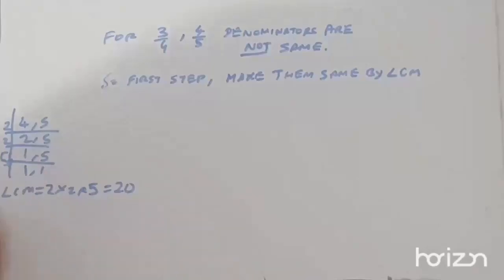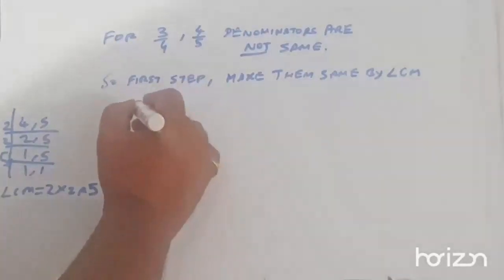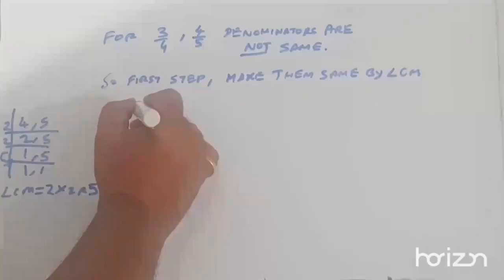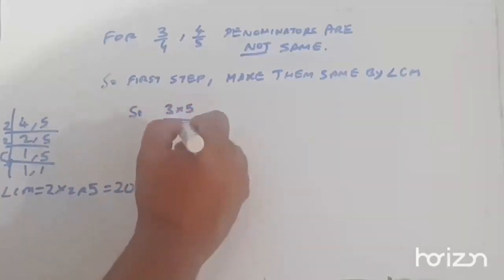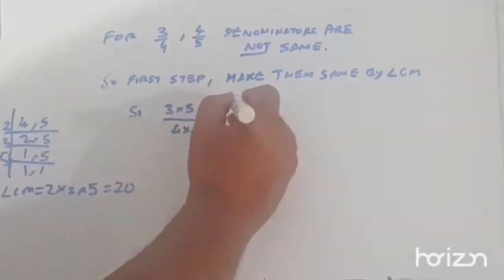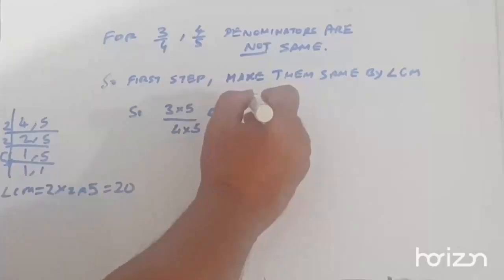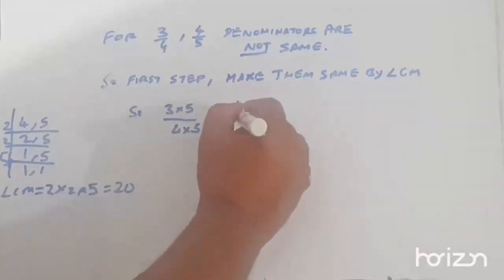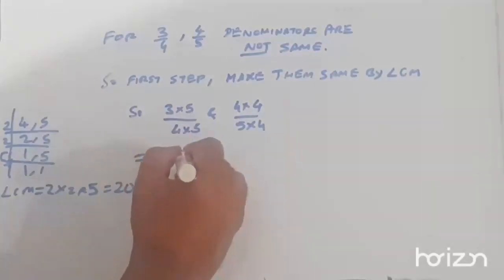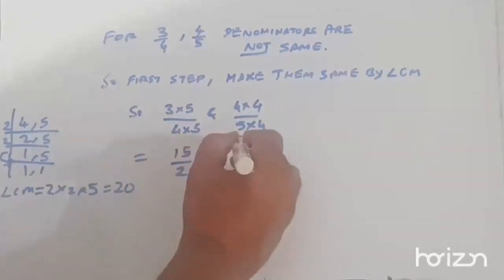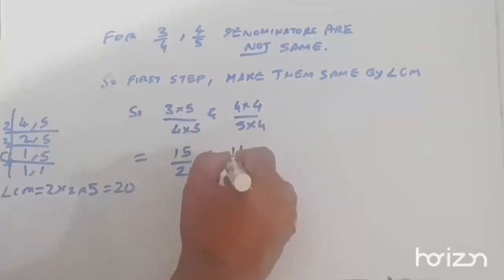Okay, so the first fraction, to make the denominator 20, we need to multiply it by 5. So the numerator also gets multiplied by 5, right? So we get 3 into 5, 15 by 20. And for the second fraction, we need the denominator to be 20, so numerator and denominator get multiplied by 4. So there we get 16 by 20. Now you can see that we have converted the fractions to a common denominator.